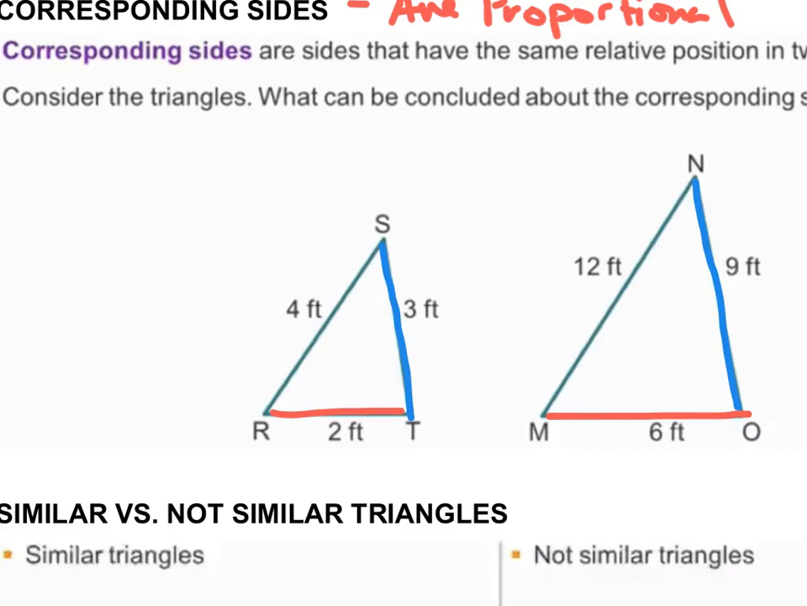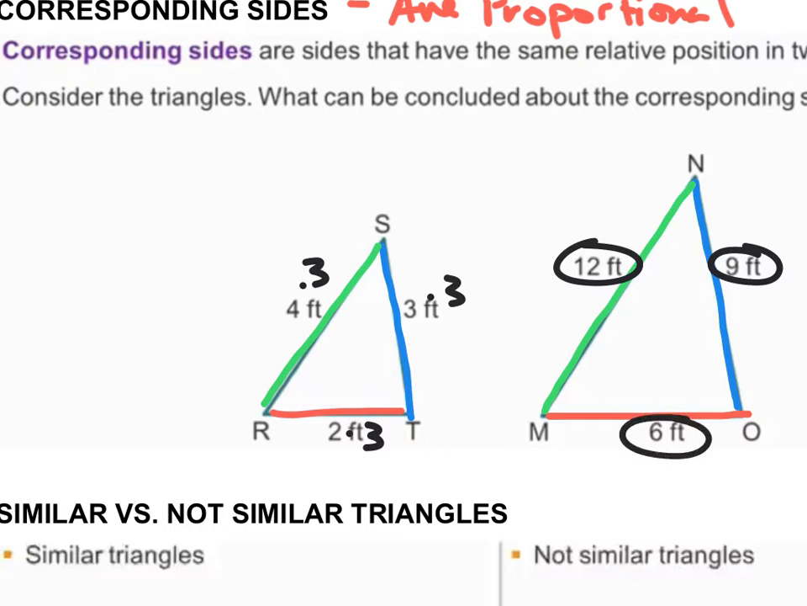Those correspond, all right? And then the last one is the large side of my small triangle, which is a length of 4, and the large side of my big triangle is 12. So all those sides correspond. Now the question is what can we conclude about this? If I take 4 and multiply by 3, I get 12. If I multiply 3 by 3, I get 9. If I multiply 2 by 3, I get 6. So my scale factor, okay, is 3.